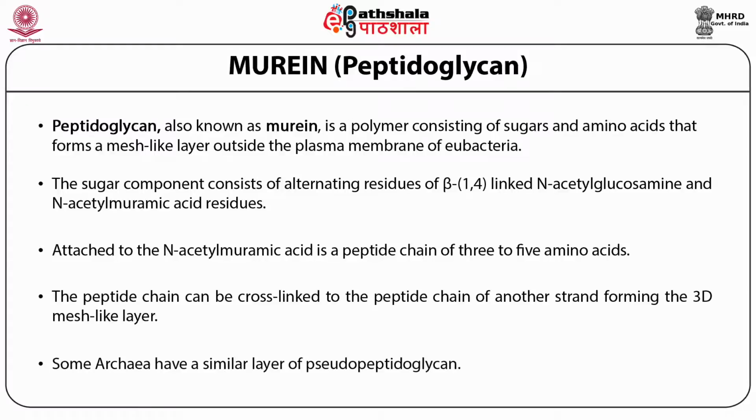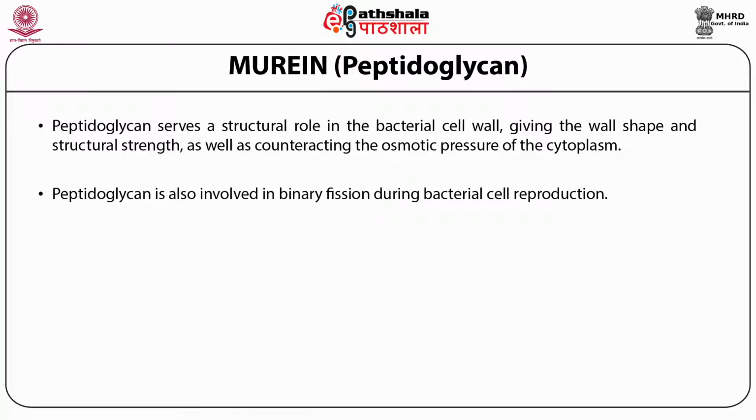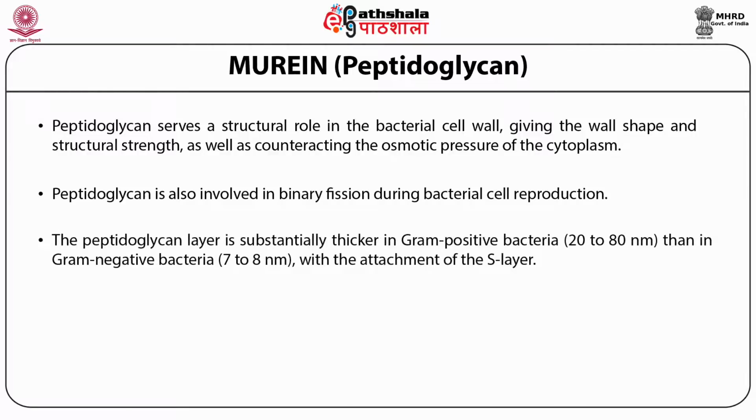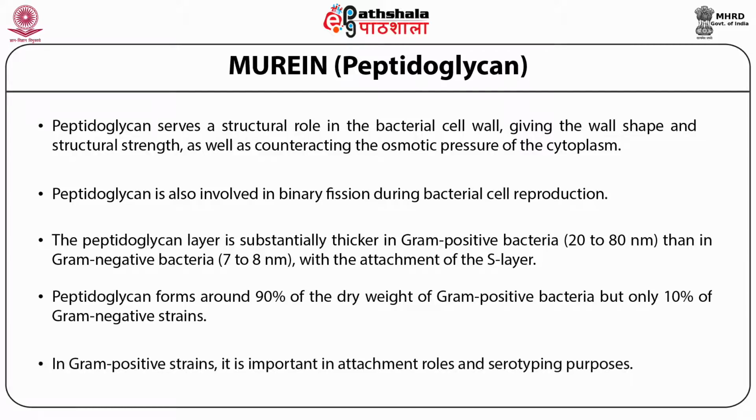Some archaea have a similar layer of pseudopeptidoglycan. Peptidoglycan serves a structural role in the bacterial cell wall, giving the wall shape and structural strength as well as counteracting the osmotic pressure of the cytoplasm. Peptidoglycan is also involved in binary fission during bacterial cell reproduction. The peptidoglycan layer is substantially thicker in gram-positive bacteria than in gram-negative bacteria, forming around 90% of the dry weight of gram-positive bacteria but only 10% of gram-negative, and in gram-positive strains it has an important attachment role and is used for serotyping.